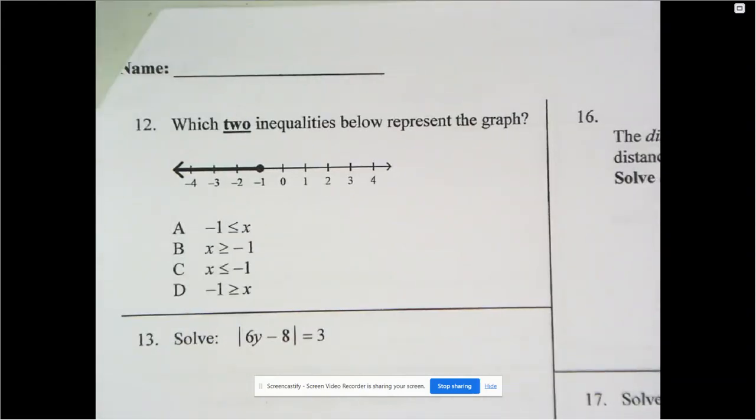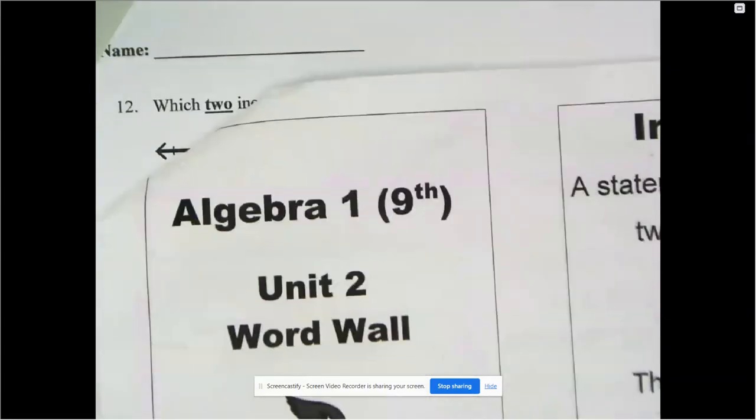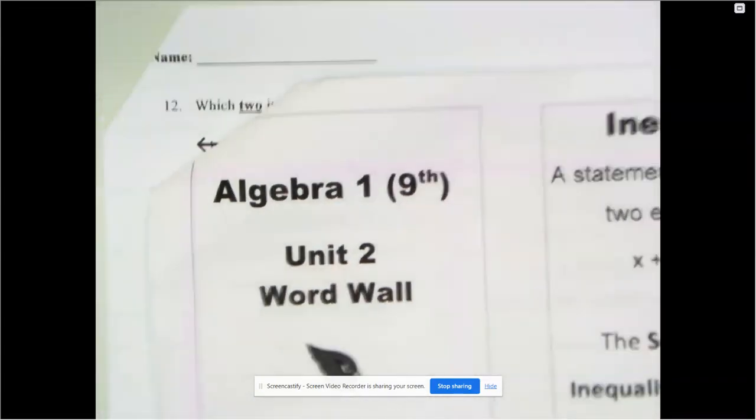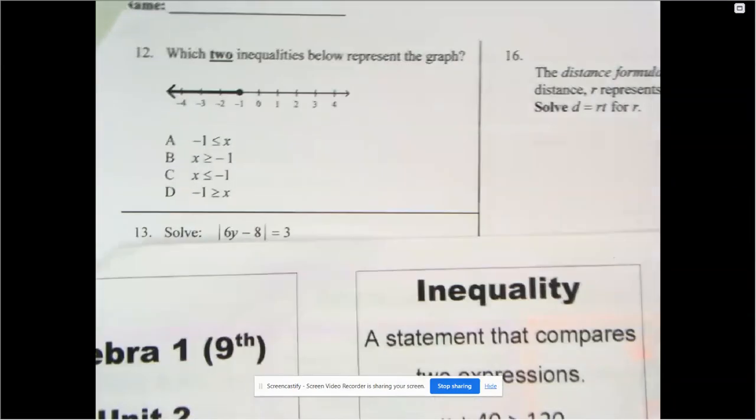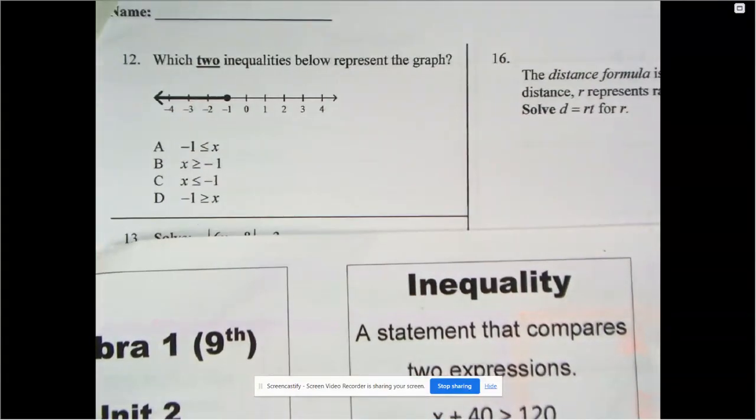Now, remember also, you should have your word wall ready. Your word wall is what you get to use on the test. Remember, it's kind of like your only cheat sheet that you get to use during the test as well.